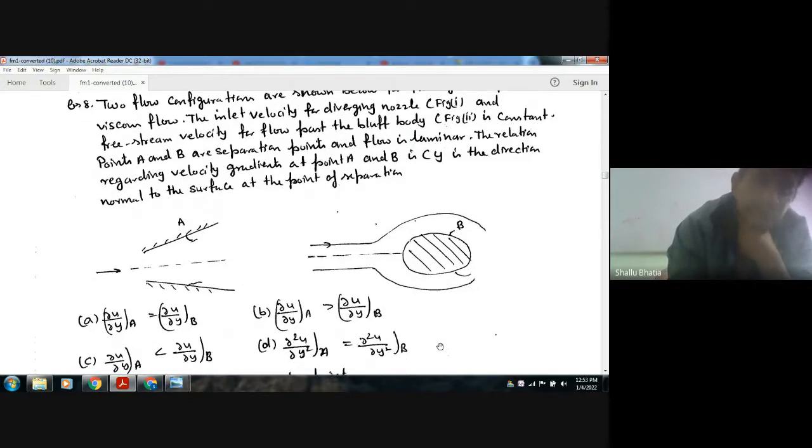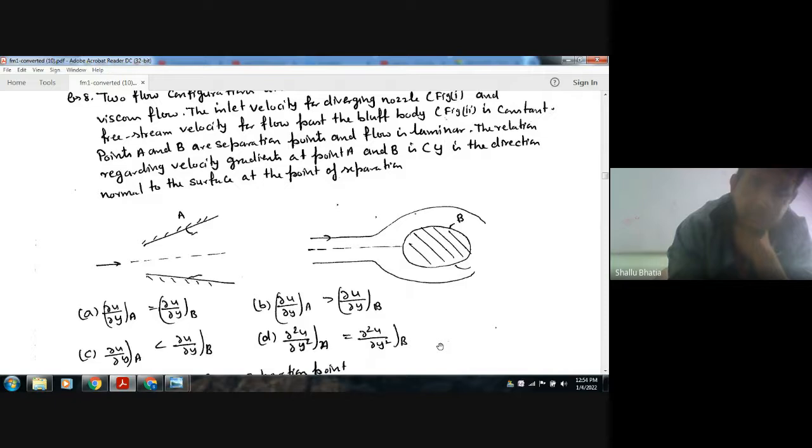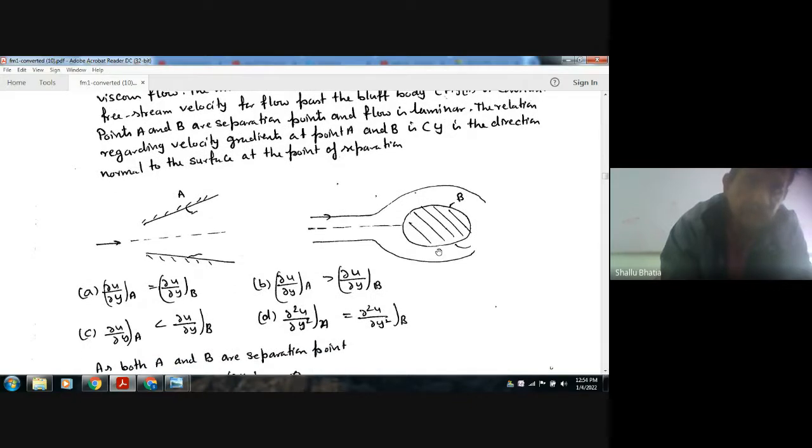The points A and B are the separation points. So this is A and B. This is A. The flow is laminar. The relation regarding the velocity gradient at point A in the direction normal to the surface at the point of separation is to be found.